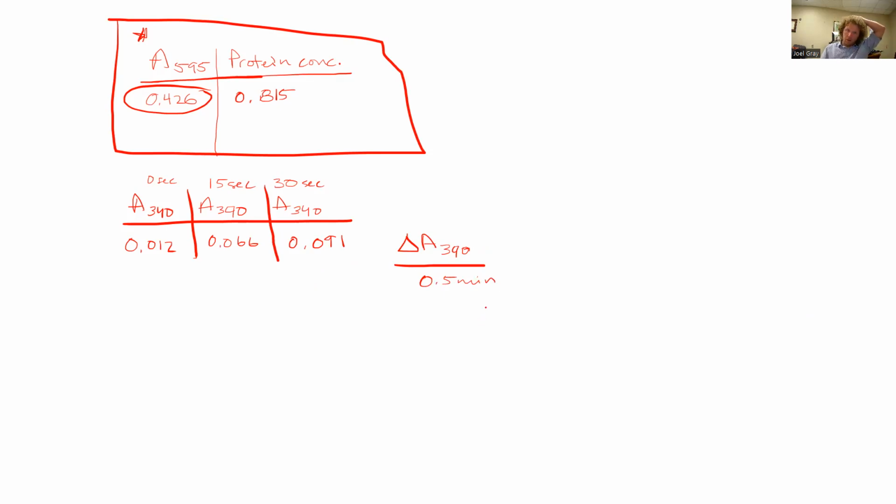Now, what we can do with this information is calculate what our change is. Our A340 per 0.5 minutes is going to be 0.091 minus 0.012, divided by 0.5, or half a minute.